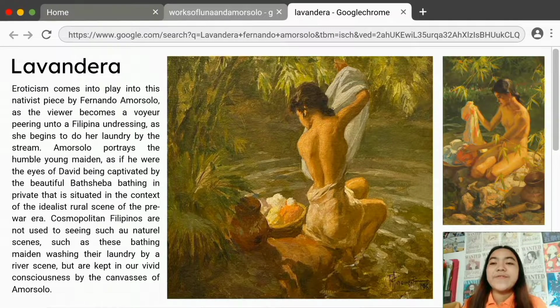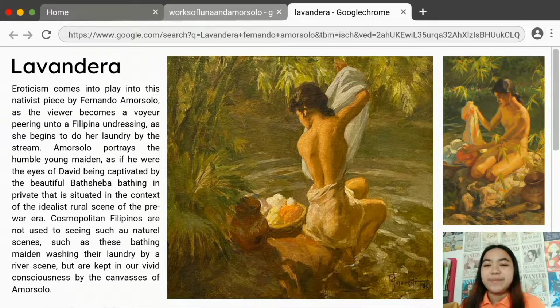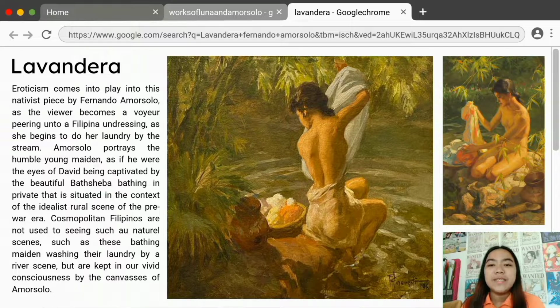Next, we have Lavandera. Amorsolo portrays the humble young maiden as if he were the eyes of David being captivated by the beautiful Bathsheba bathing. Cosmopolitan as this bathing maiden, washing her laundry by a river, these scenes are kept in our vivid consciousness by the canvases of Amorsolo.